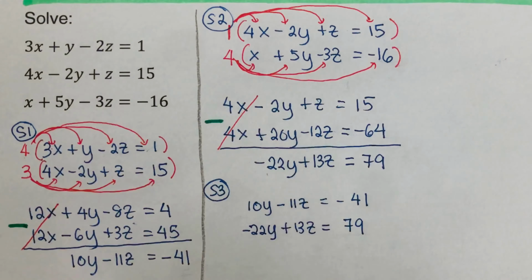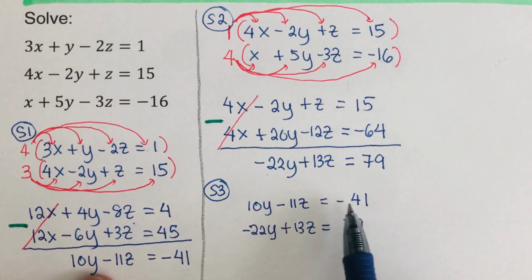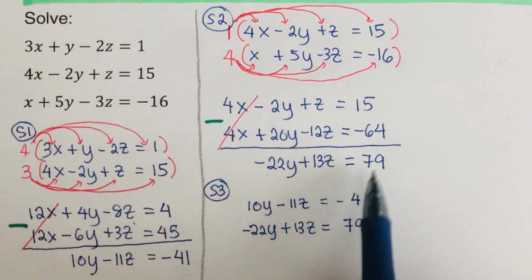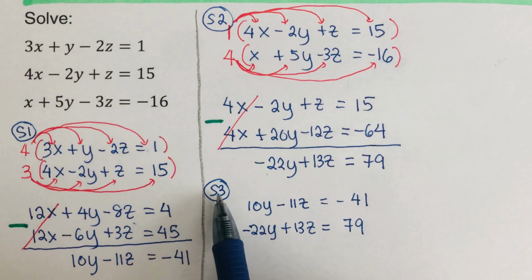Okay, so I wrote the equation from step 1. It's this one right here. I wrote the equation from step 2. I wrote that down here, and that is actually step 3. Our target in this step is to eliminate y. So we pretty much do the same thing.